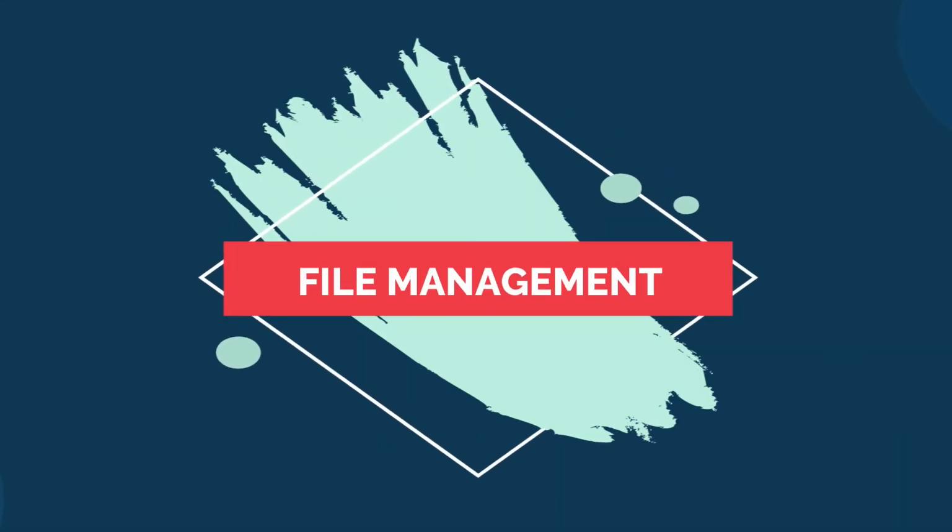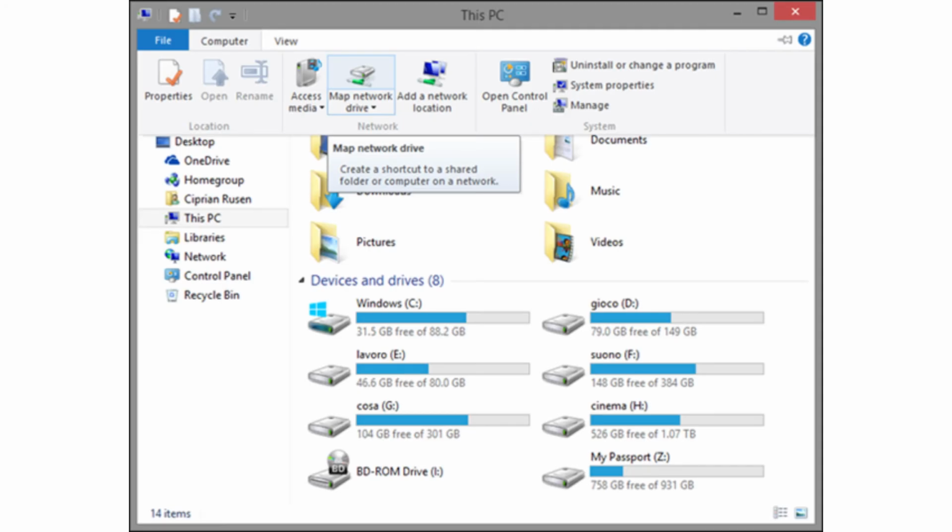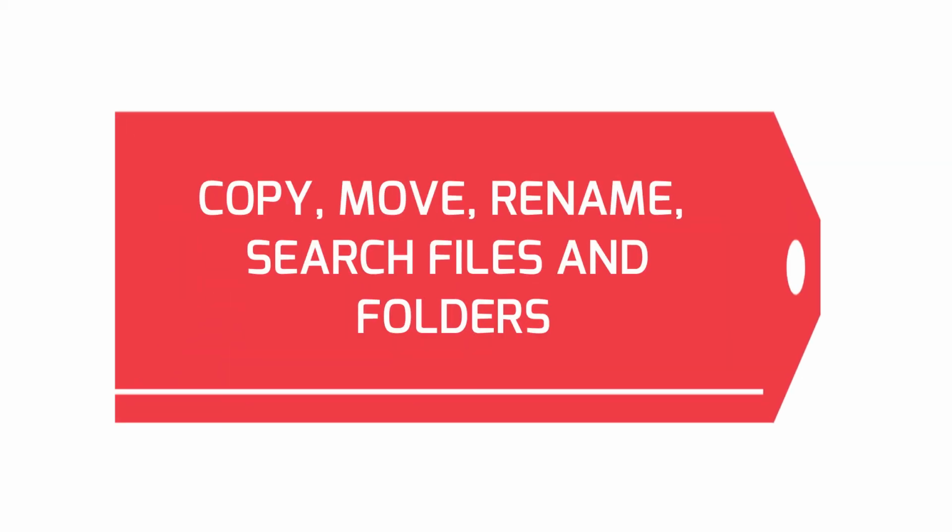Next is file management. File management can be done through Windows Explorer or My Computer. Windows Explorer displays the list of files, folders, and storage drives on your computer. It also lists any network drives that have been mapped as a drive on your computer. Windows Explorer can be used to copy, move, rename, and search for files and folders.